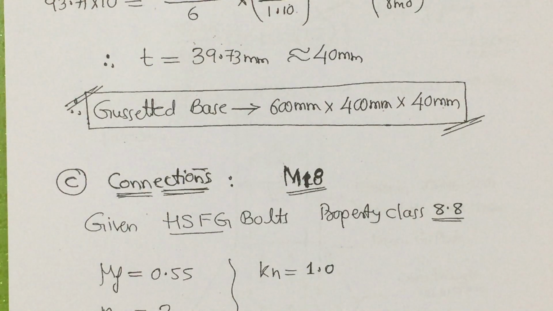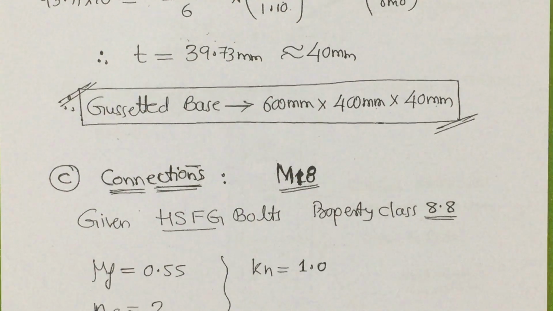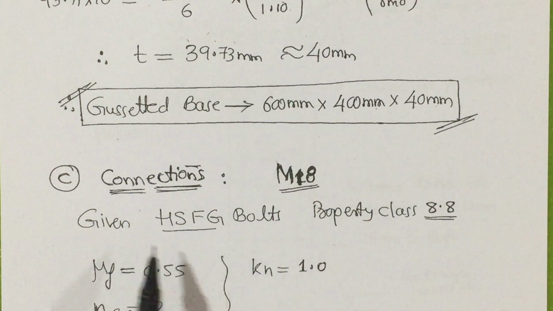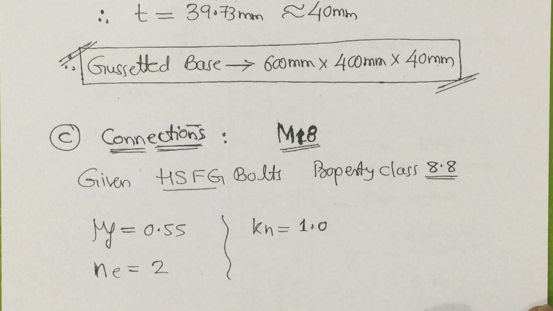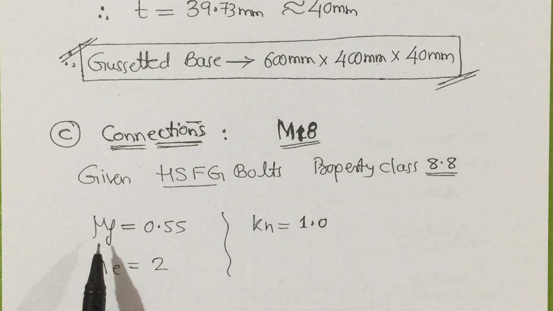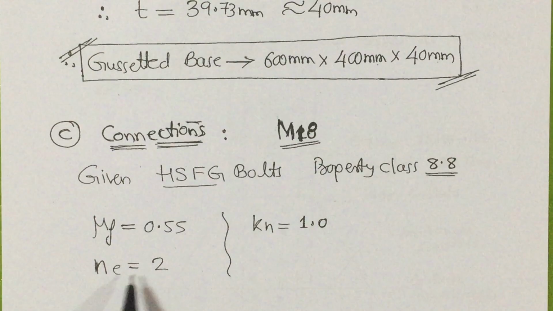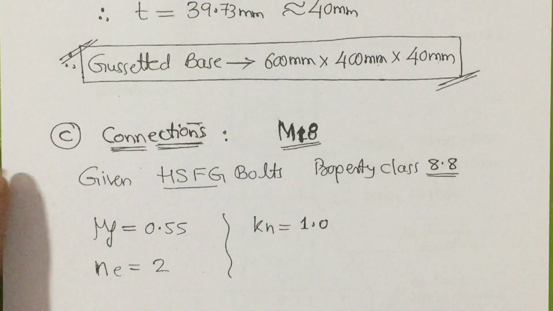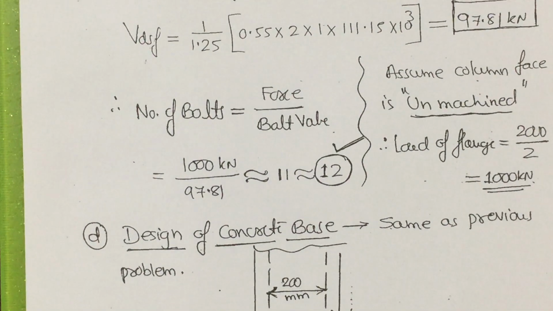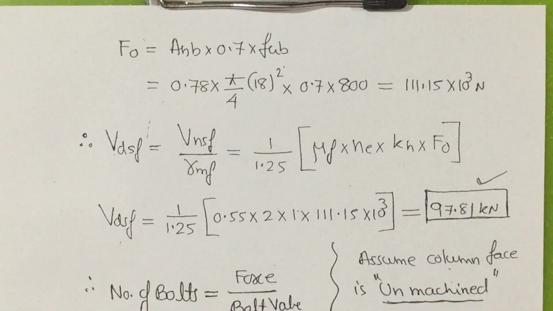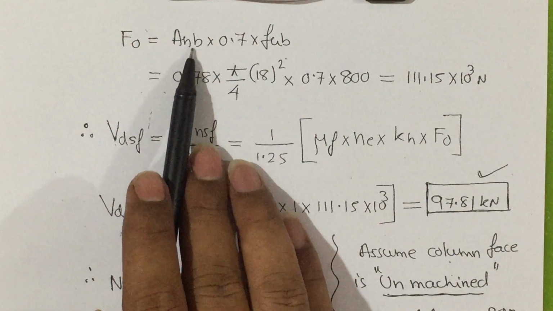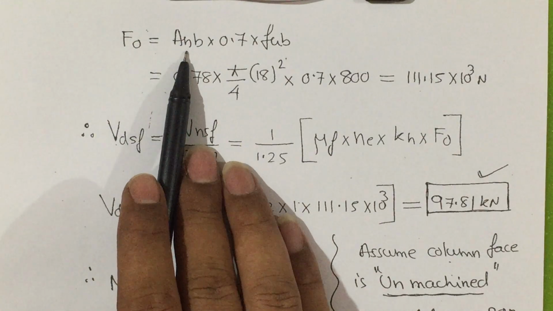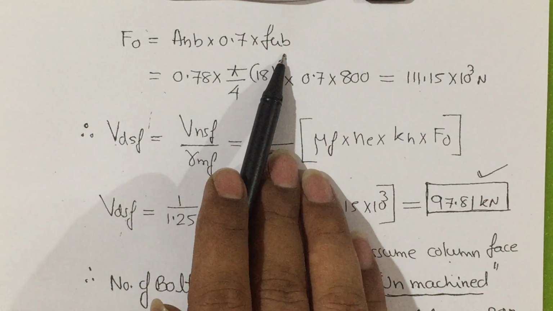Then, if we come to the connections, here we are going to provide bolted connections, given HSFG bolts M18 property class 8.8. Therefore, mu f is 0.55, Ne is 2, Kh is 1. Therefore, F0 is given by Anb into 0.7 into fub.